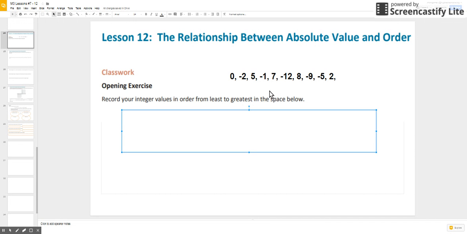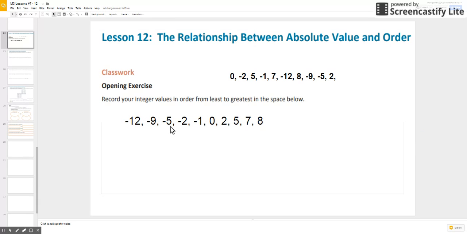Go ahead and take a moment, pause the video, and try to put them in order from least to greatest. All right, welcome back. Hopefully you gave it a try, and hopefully the first number you came up with was -12. Then -9 and then -5. You continue -2, -1, 0, and then 2, 5, 7, and then 8. This is the order you came up with. Now we're going to use this order for the next few activities.